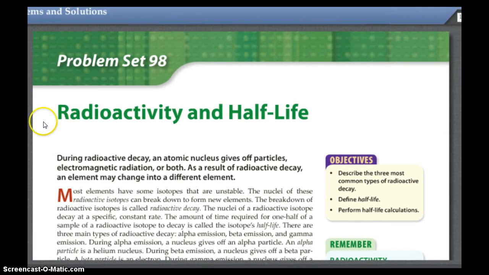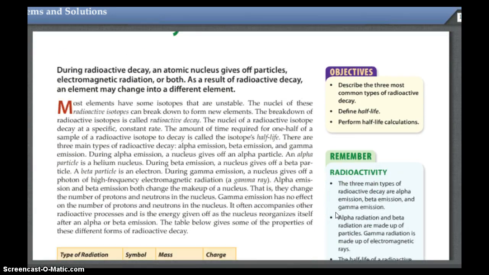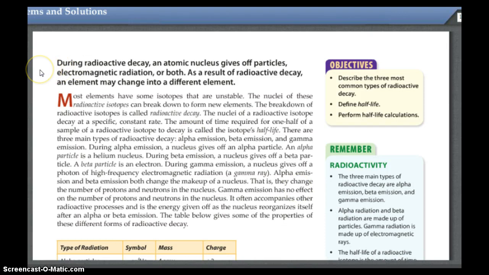And it says radioactivity and half-life. Objectives: describe the 3 most common types of radioactive decay, define half-life, perform half-life calculations. During radioactive decay, an atomic nucleus gives off particles, electromagnetic radiation, or both. As a result of radioactive decay, an element may change into a different element.